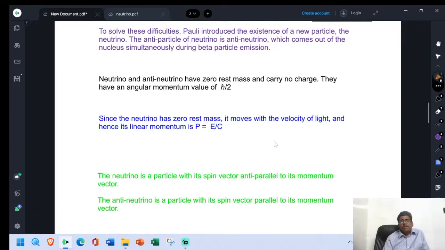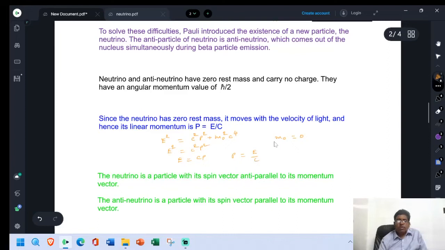To understand this, consider the relativistic Hamiltonian E square equal to c square p square plus m0 square c power 4. Here the rest mass equal to 0. Since the neutrino has 0 rest mass, E square is equal to c square p square, E equal to c into p. Therefore, p equal to E by c. Just take the positive root alone.